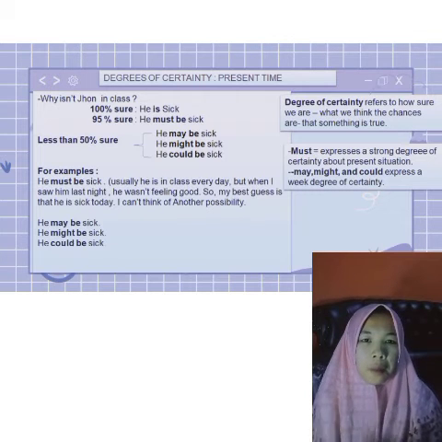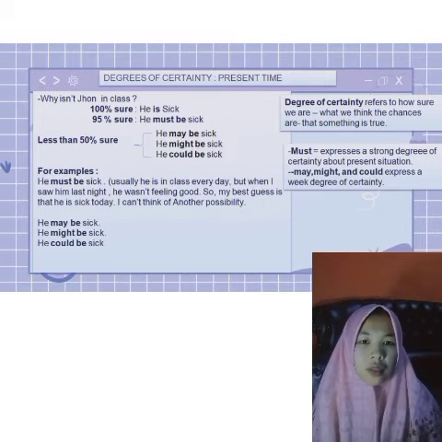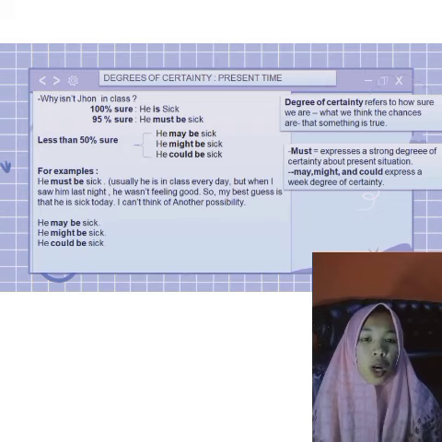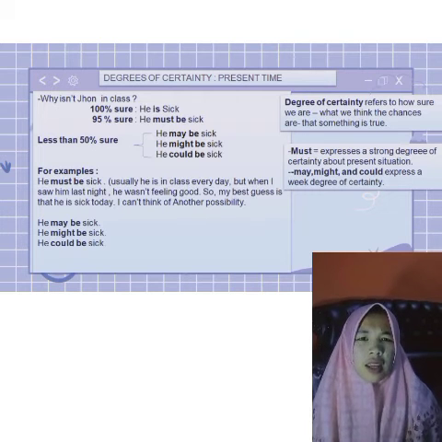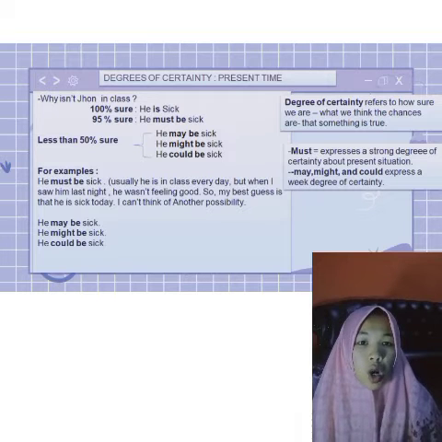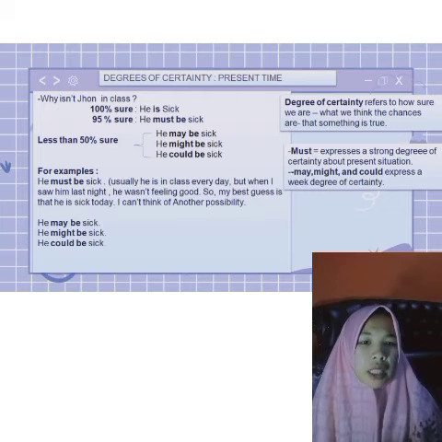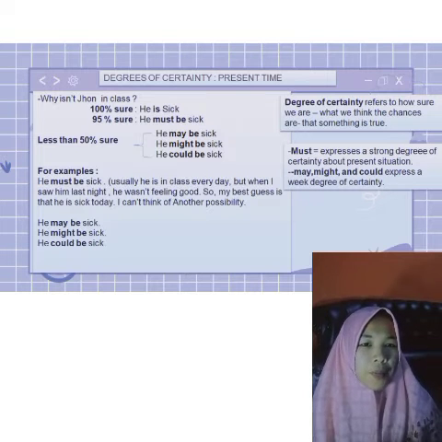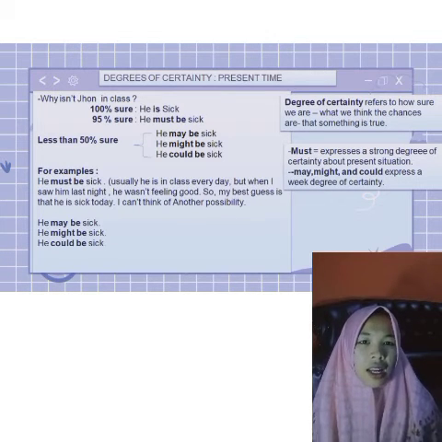a present situation, but the degree of certainty is still less than 100%. In example A, the speaker is saying probably John is sick. I have evidence to make me believe that he is sick. That is my logical conclusion, but I do not know for certain.